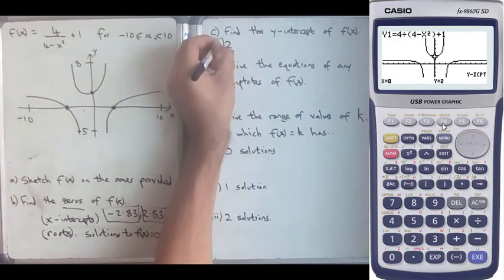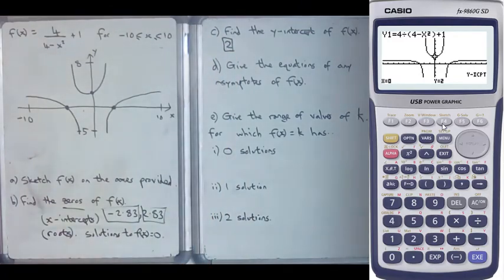So technically the answer to the y-intercept should be one number. Just be aware you could be asked to give the coordinates of the y-intercept, and in that case you'd have to write 0, 2 in brackets with a comma as a coordinate pair.